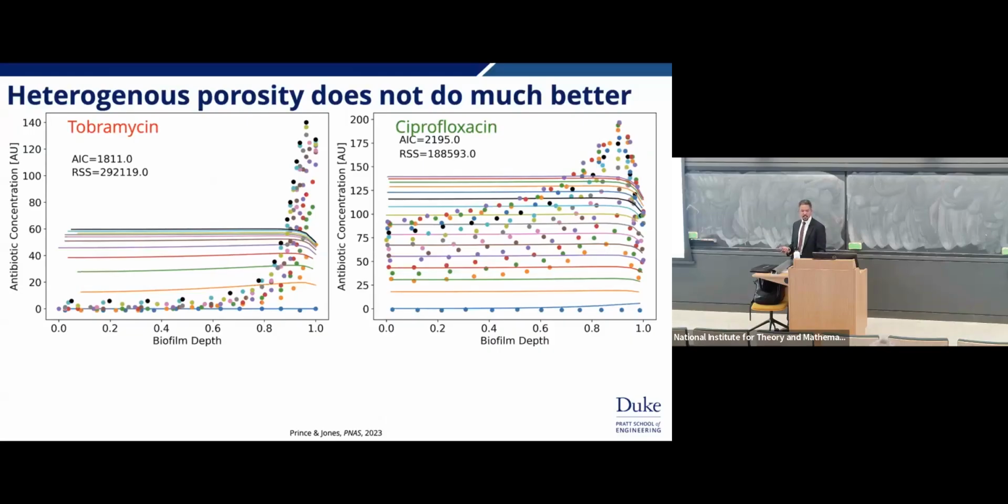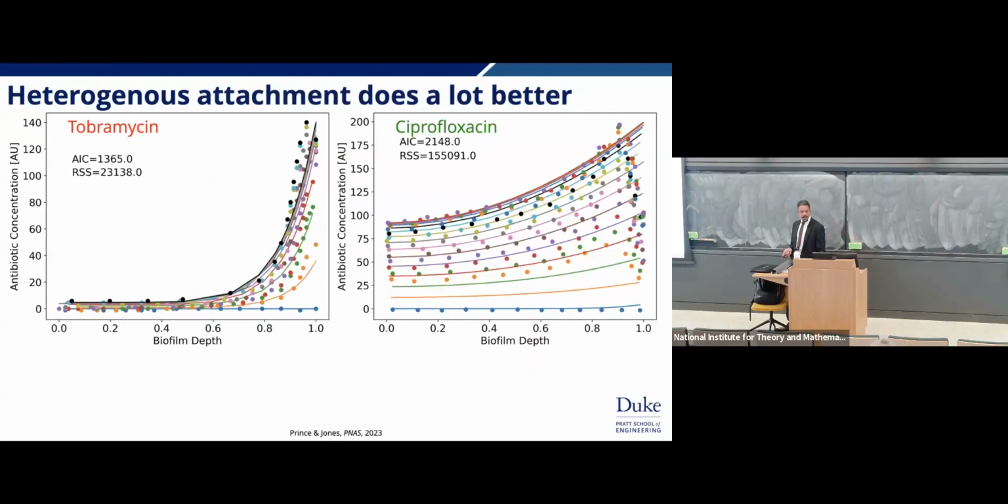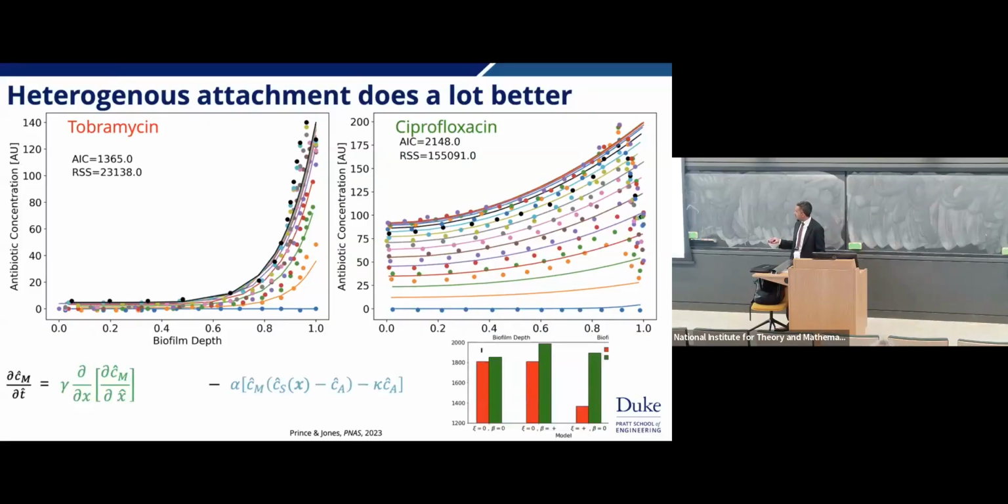The heterogeneous porosity model doesn't really do much better. So just saying, hey, there's a spatial dependence on your porosity, you don't get improved fits for either tobramycin or ciprofloxacin. Heterogeneous attachment does a lot better, specifically for tobramycin. If you look here, tobramycin is in red, ciprofloxacin is in green, for both your Akaike information criterion and your residual sum of squares.